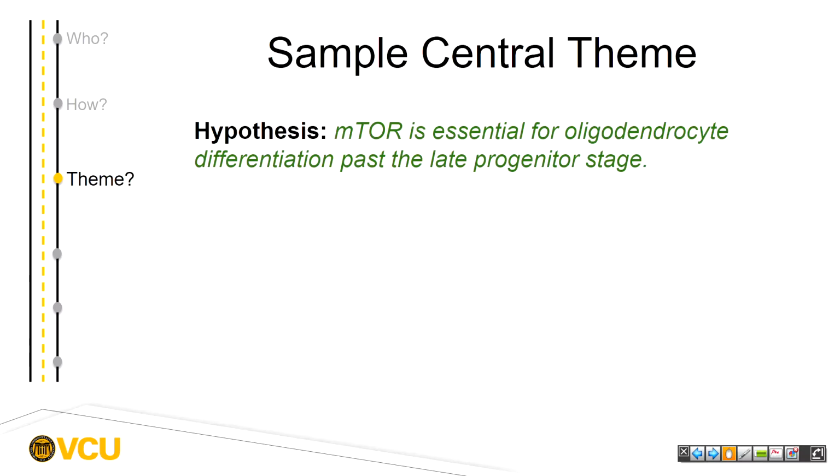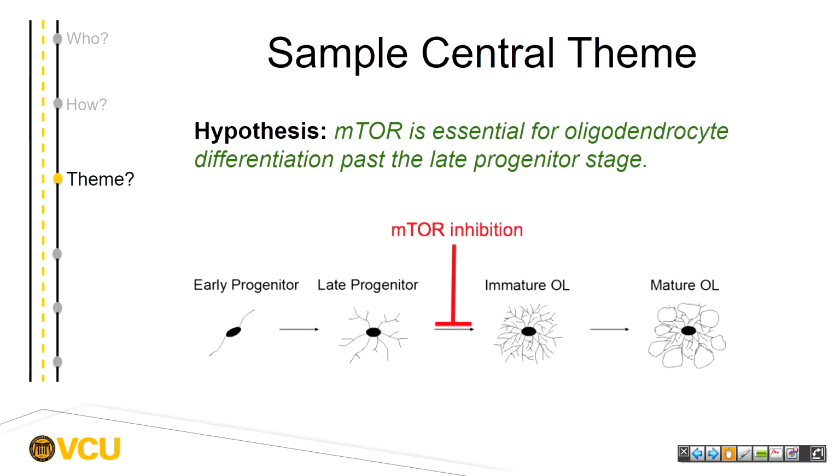Okay? So the central theme that we're going to be working with is mTOR is essential for oligodendrocyte differentiation past the late progenitor stage. Who knows what this means? Perfect. Okay? Does this help? Yeah, a little bit. Maybe. At least now we know we're talking about a thing that goes from this guy over here to this guy over here.